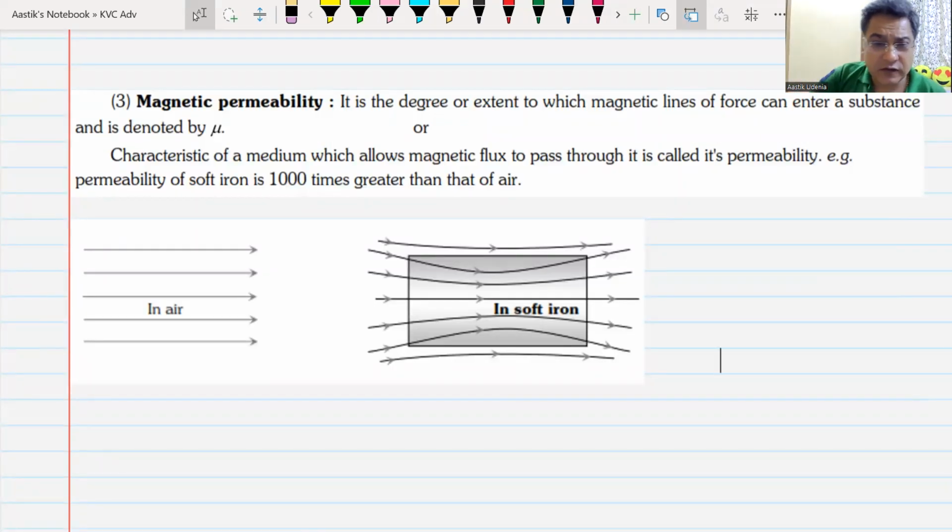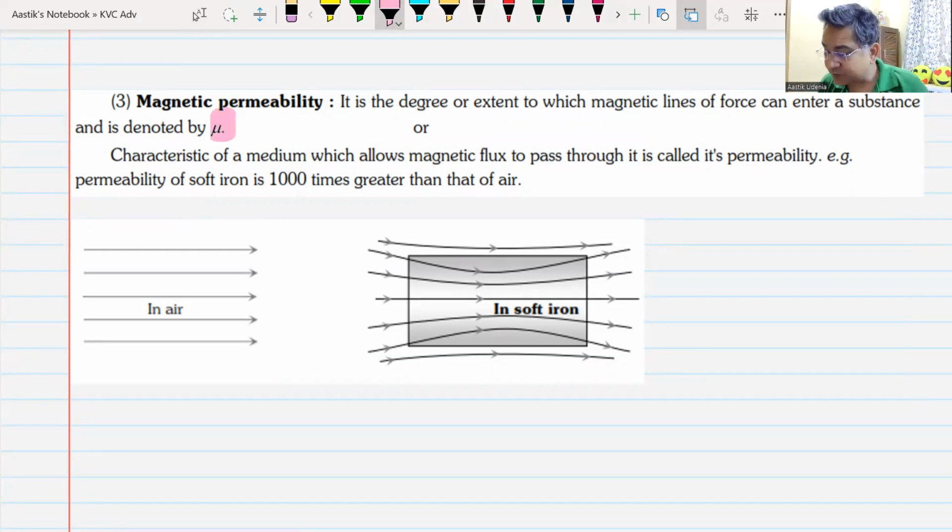the ability of that medium to allow magnetic field inside it is known as magnetic permeability, or the strength, the degree to which a substance can get magnetized in a magnetic field is known as its permeability. And this magnetic permeability mu is same as whatever we have learned in the chapter on electrostatics.